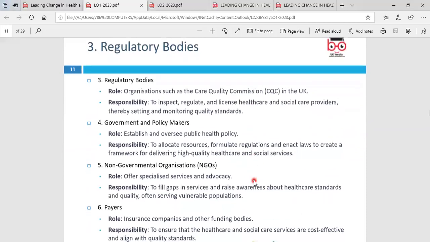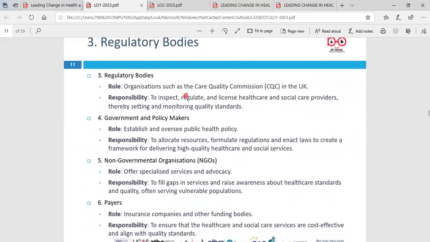There are different stakeholders who are regulatory bodies. There's the Care Quality Commission, which will be used in multiple documents. You will have to be referring to this as well, because this is one of the main organizations responsible for doing external audits, and they inspect, regulate, and license healthcare and social care providers. And they are the main ones who set up and monitor quality standards.